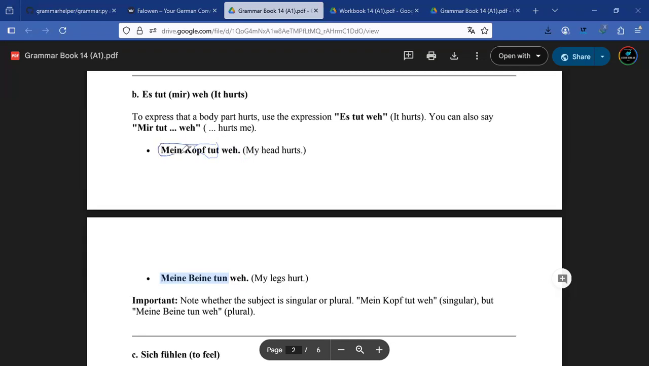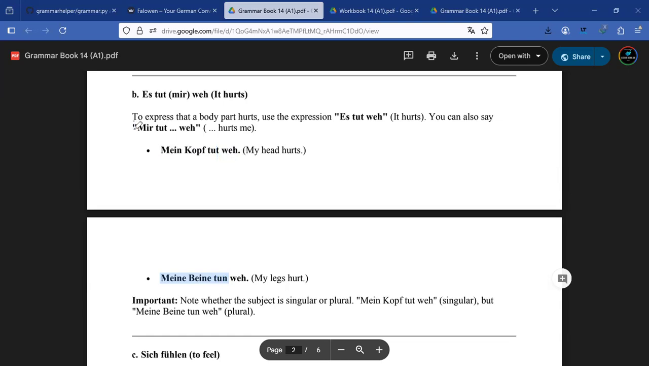Okay, so if it is one, then it implies that it's going to be what? T, like if you are conjugating with the pronouns. And if it's more than one, then it's going to be "tun." So that's why if it is plural, it's going to be "tun" there. And if it's one, then it's going to be "tut" there.